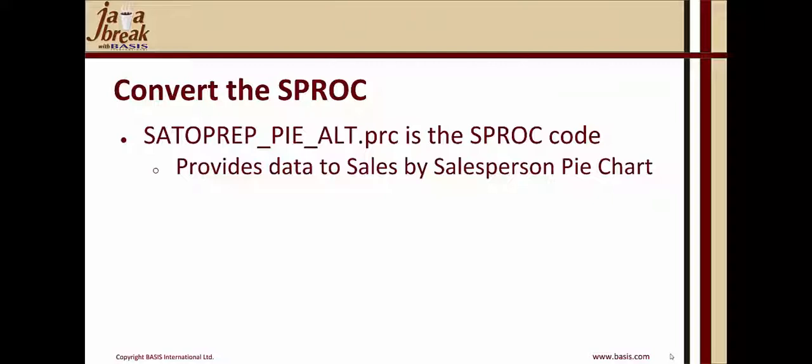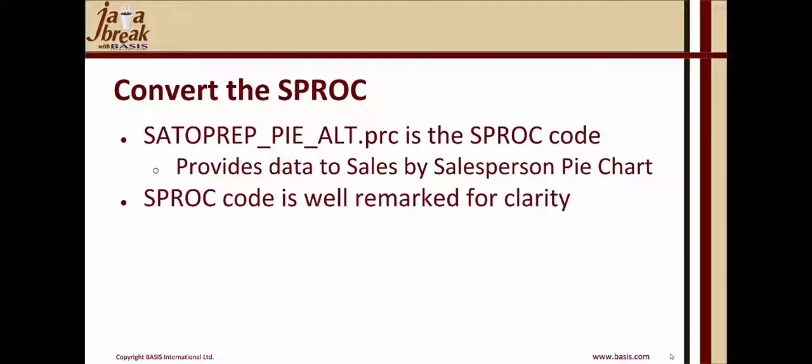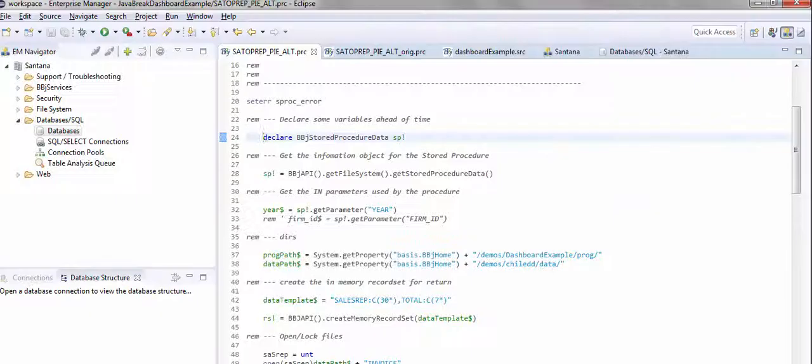In the dashboard example application, all of the SPROCs are located in the SPROC subdirectory. The code is well remarked for clarity and to help guide your developers in converting to use your data. As you can see here, there are remarks setting off each section of code. Here we have the section that declares the BBj stored procedure data object, which delivers the input parameters to the procedure and in the end delivers the result set to the caller.